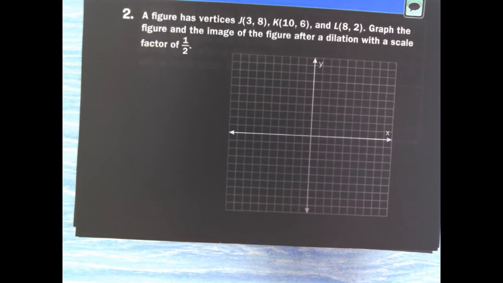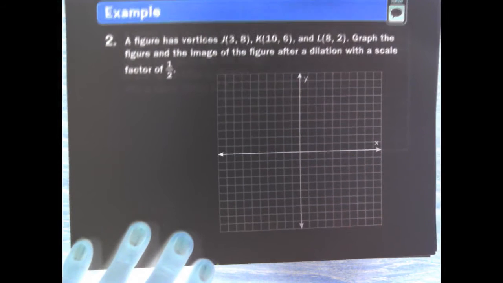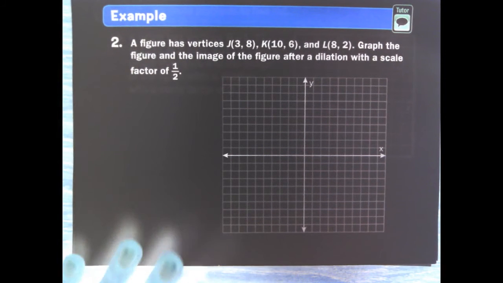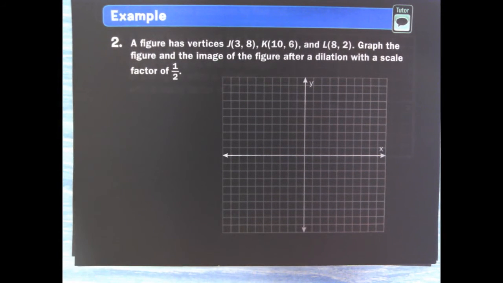Now, let's try one on the graph. It says a figure has vertices J, K, and L. Graph the figure and its image after a dilation with a scale factor of 1/2. So the first thing you should notice is I have a fraction as my scale factor, so that's going to be a reduction. If it were greater than 1, it would be an enlargement.